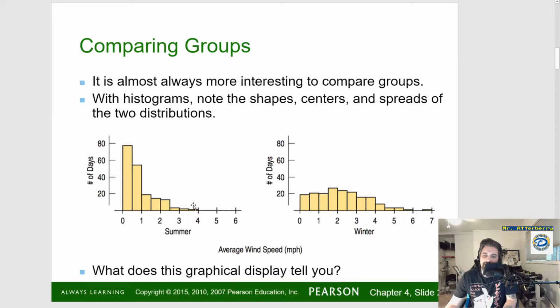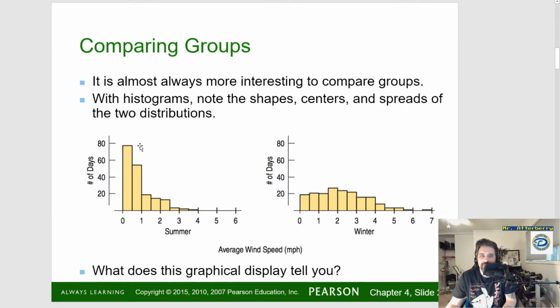Now over here on the winter, we notice it's not as many days that have 0 or 1 mile per hour wind, and it's spread out a lot more. So this left graph we could describe as being unimodal, and it's skewed to the right, whereas the winter one seems more uniform from 0 to 4, and then it kind of cuts off and has a small tail at the end that we would say is skewed to the right also. Where this one's more uniform, this one is more unimodal, and it's stacked pretty high at the beginning.